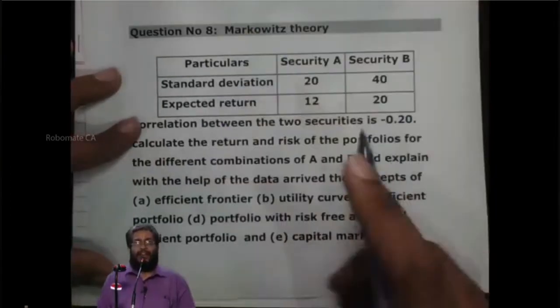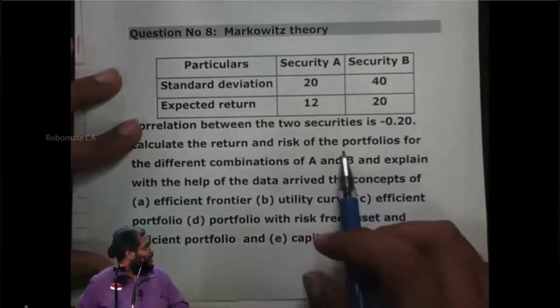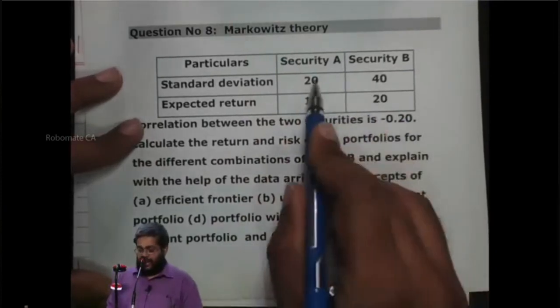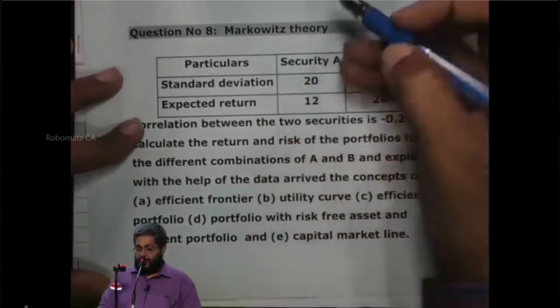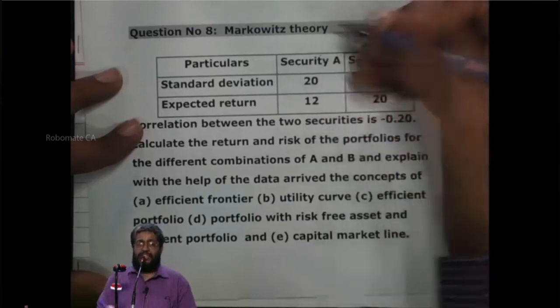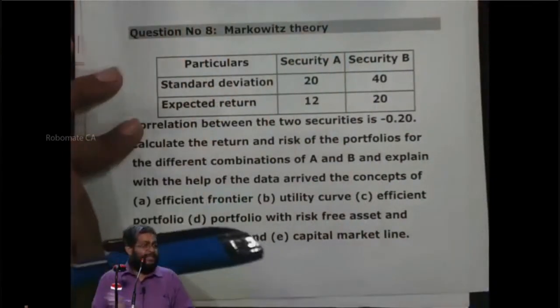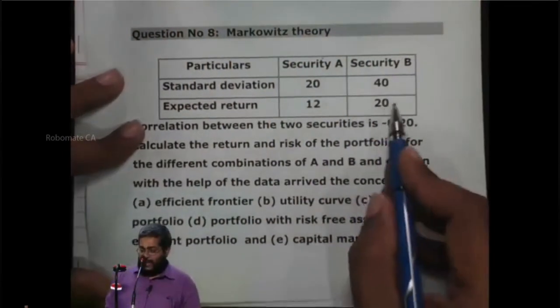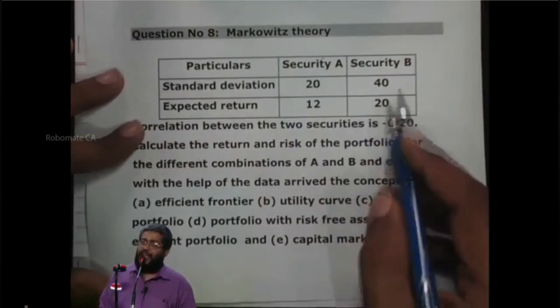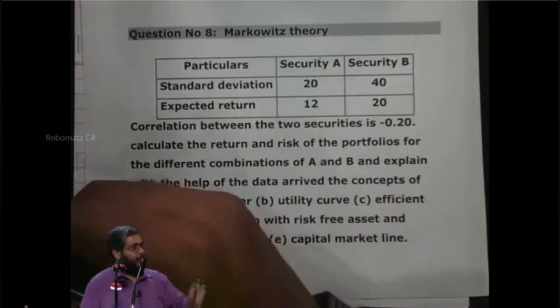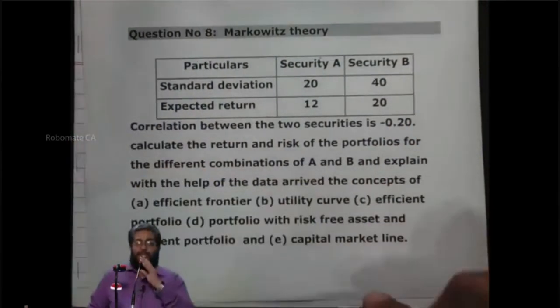Security A is having high return or low return? Tell me. Low return. Is it having high risk or low risk? Low risk. So the nature of the security is, it is a low risk, low return security. Yes or no? Now, security B is what? High return, high risk security. Observation now. Are you following or not? Let's go to the next one.